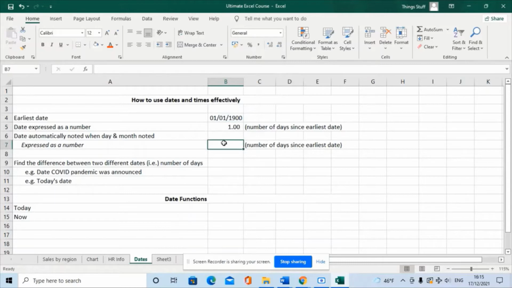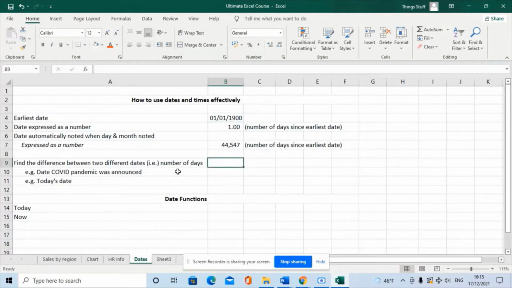Now, if we were to note down today's date, so the 17th of the 12th, that's automatically noted down as a date. And we can express this again as a number. So that would make it day number 44547. Essentially, this is day 44,547 since the earliest date.